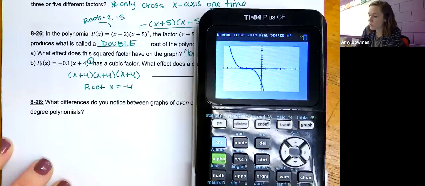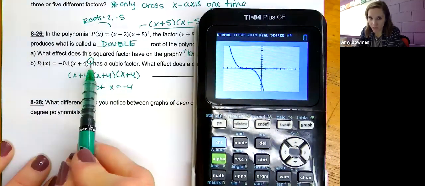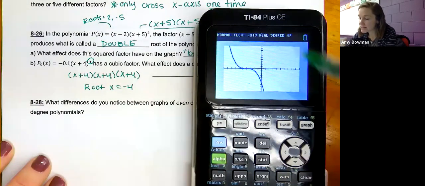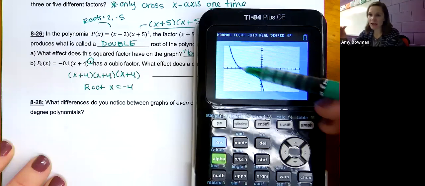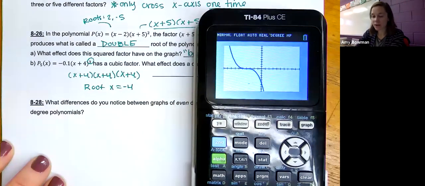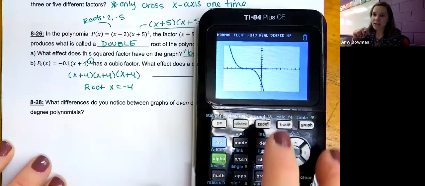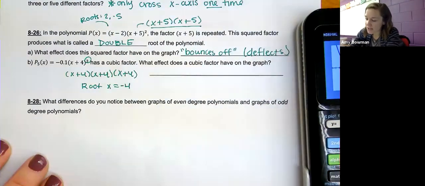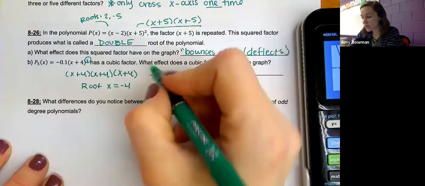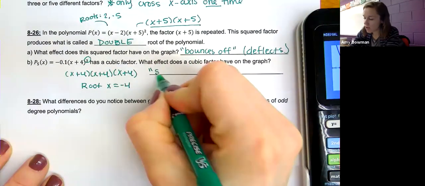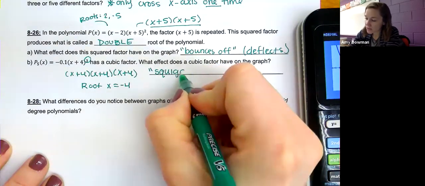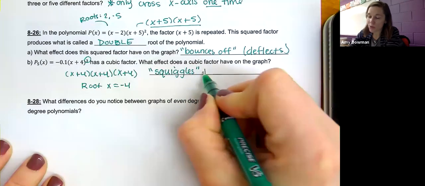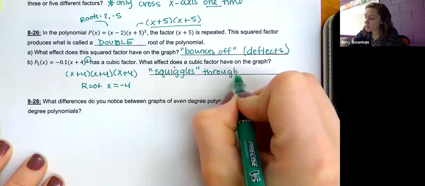At negative 4, when I have a triple root or something cubed, it is not deflecting off of it. In fact, it's touching it and kind of slithering through it. It's kind of curving its way through that root. I call it a squiggle, and someone else preferred to call it a slither. I don't care what you call it. I'll give you the formal term for it. It squiggles through. That is called a point of inflection.